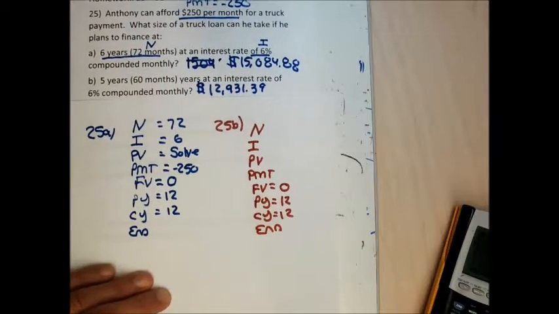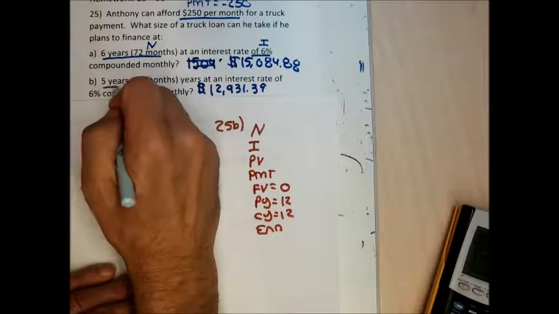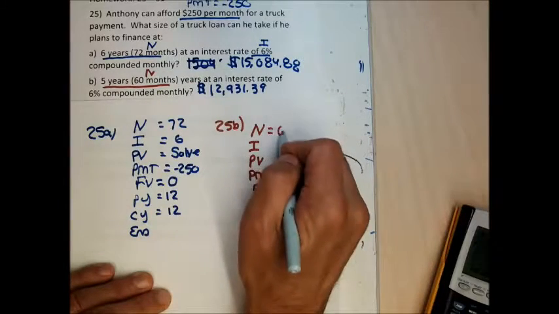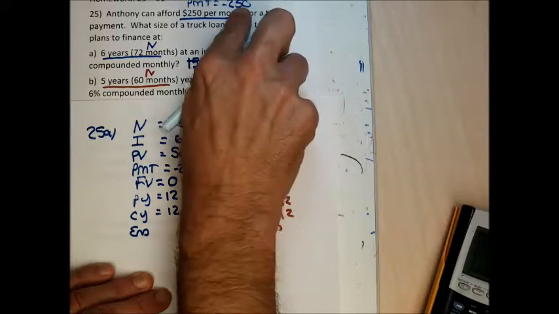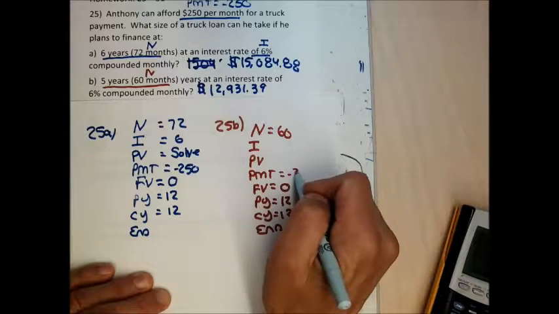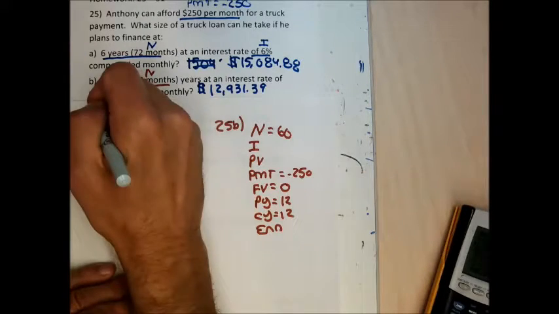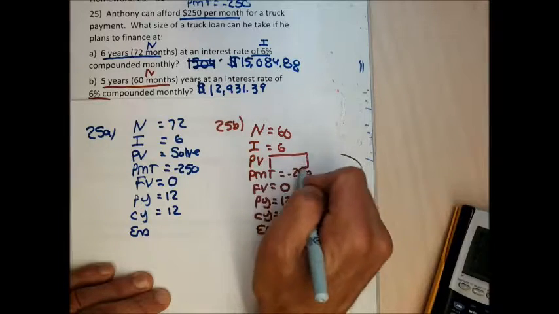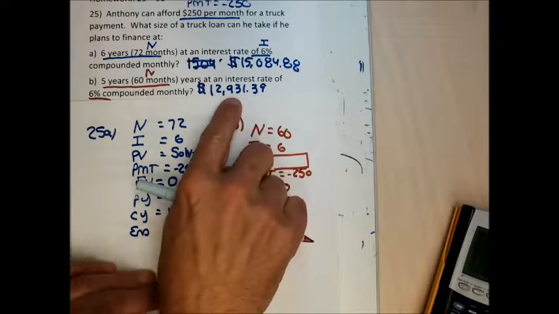As I go through and read Part B, first thing I see is an N of 60. I still have the same negative $250 a month payment. I see an interest rate of 6%, and I'm going to solve for the PV, and hopefully it's $12,931.39.